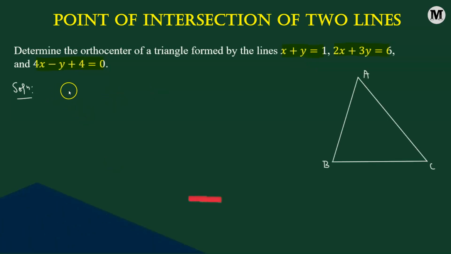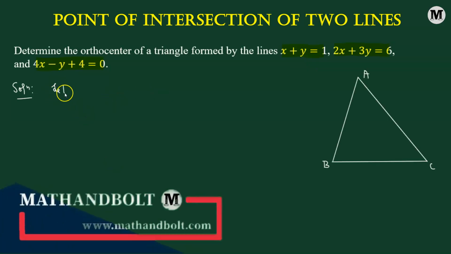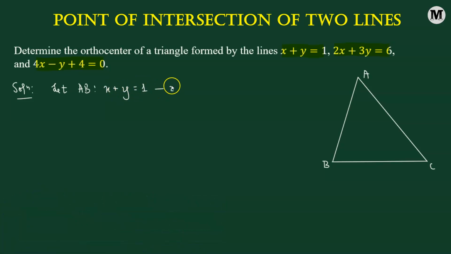So let's say we have the triangle ABC. We're supposing that the side AB is represented by the equation x plus y equals 1. We're going to label this as number 1. Then we have the side BC. We're going to denote BC by the equation 2x plus 3y equals 6. Let's call it equation number 2.